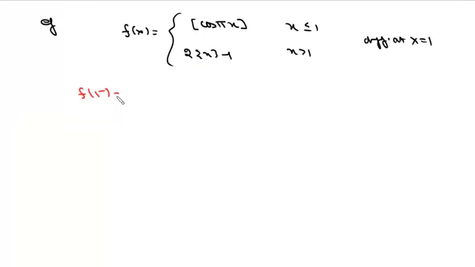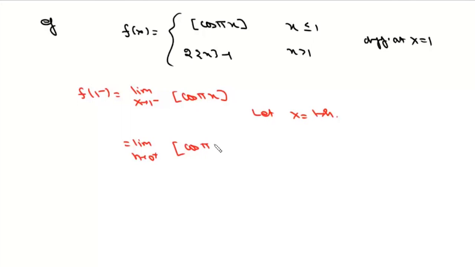Now f(1-) will be this limit, x tends to 1 negative, greatest integer function of cos pi x. Now we'll let x as 1 minus h, so it will be this limit, h tends to 0 positive, greatest integer function of cos pi (1 minus h).